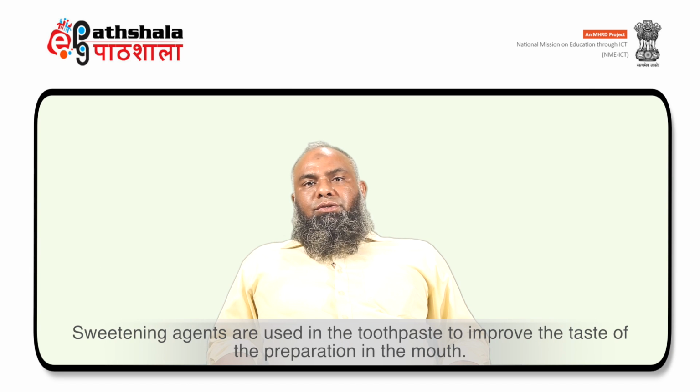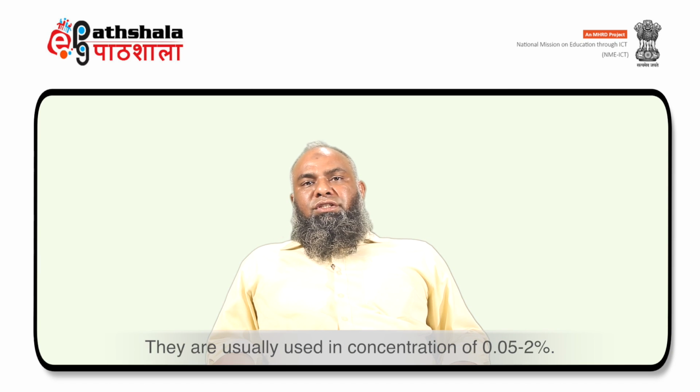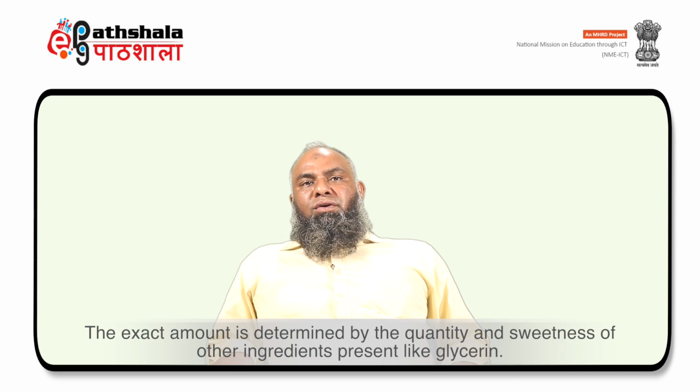Sweetening agents are used in toothpaste to improve the taste of the preparation in the mouth. The most commonly used sweetening agent is saccharin sodium, which is used in concentration of 0.05 to 2%. The exact amount of the sweetening agents is determined by the quantity and sweetness of the other ingredients like glycerin, which also imparts some sweetness.